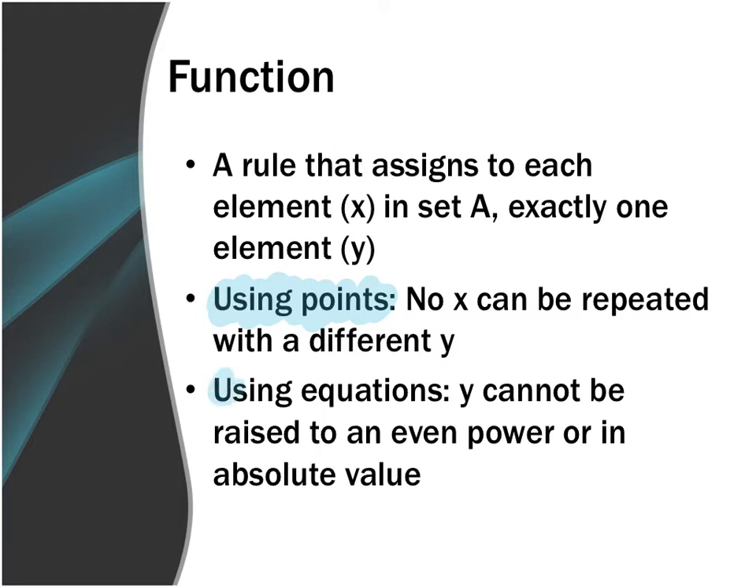If you're given an equation, then you have to think about how would an x repeat with a different y? What kind of equations would those be? And those would be ones in which y would be raised to an even power or an absolute value. So if I saw x equals y to the 4th, that is not a function. If I had x equals absolute value of y, that is not a function. X can be squared and x can be an absolute value, but y cannot.